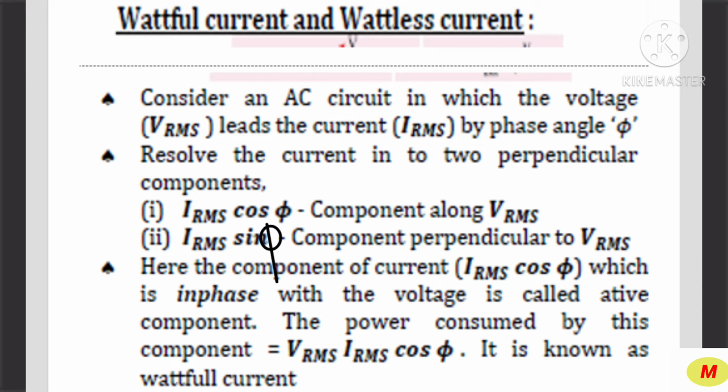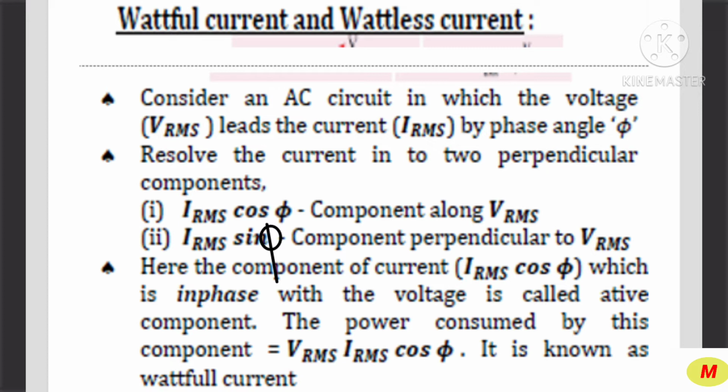Consider an AC circuit in which the voltage Vrms leads the current Irms by phase angle phi. Resolve the current into two perpendicular components: Irms cos phi, which is the component along Vrms, and Irms sin phi, which is the component perpendicular to Vrms.